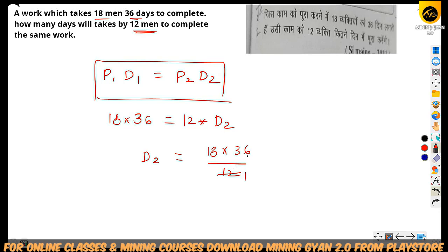Okay, so 12 1 ja and 12 3 ja. 18 into 3, it's basically 54. So how many days will it take by 12 men? So basically 54 days will be taken by the 12 men to complete the same work. This is the answer.